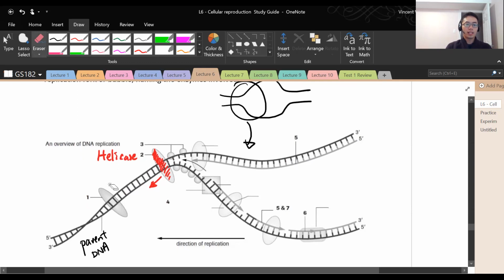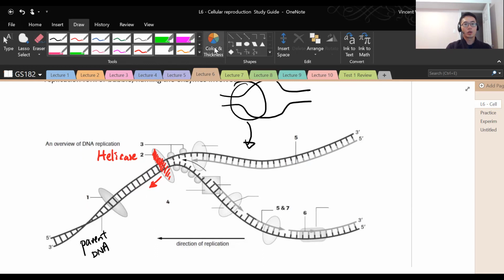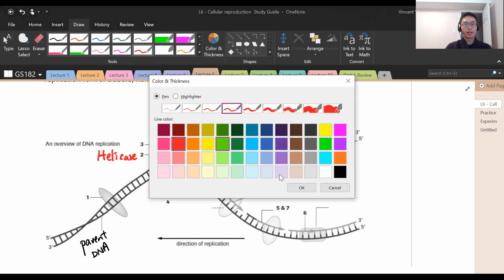Can someone tell me what number 1 is, please? What is this thing doing here? What should we call it? Let's color it green.